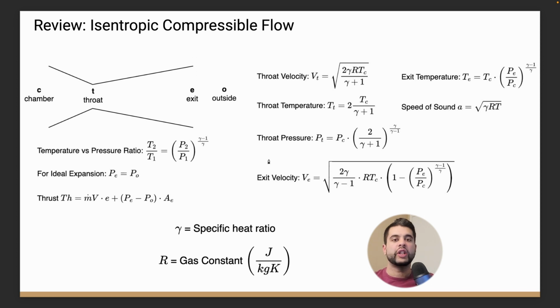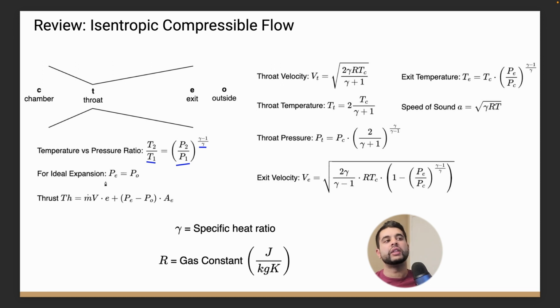To design rocket engines, engineers use the isentropic flow relations because this lets you determine pressure, temperature, and velocities at different points along the nozzle itself. To start off with, we have the ratio between the temperature and the pressure. So you can find the temperature or pressure at any 2 points given the previous value and the specific heat ratio here, which is gamma.